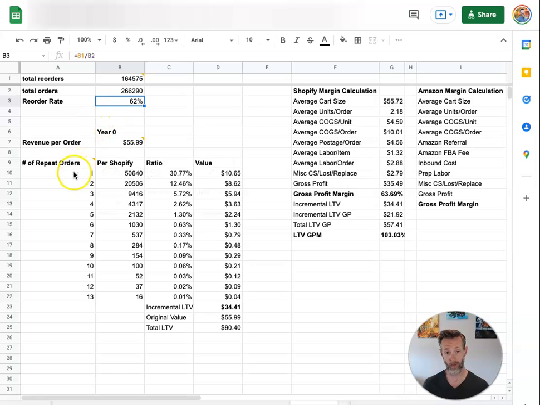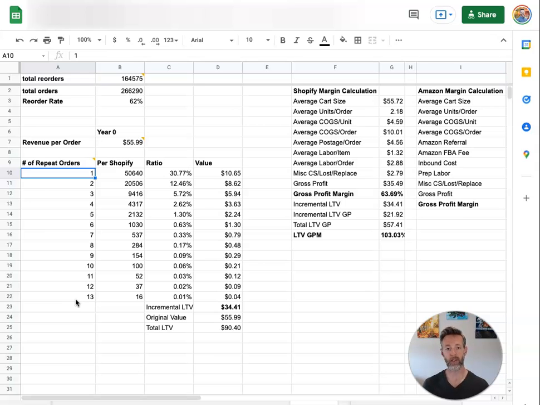Now, some of those people will come back and only buy once. Well, maybe not most, but the biggest percentage of them will only come back once. That's 31% in this case. Some will come back and buy a second time after that, which would be the third order. And it'll go all the way down to what we see here. Some people have bought 13 extra times. So they've come back 13 times to complete an order, right?